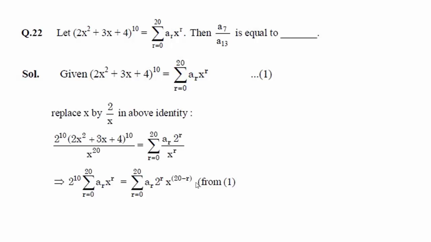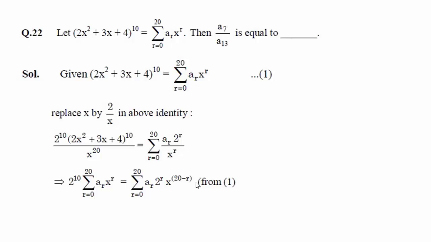Replace x by 2 by x in the above identity. You will get 2^10 into (2x² + 3x + 4)^10 divided by x^20 equal to sum r from 0 to 20 of a_r 2^r divided by x^r. This implies 2^10 into sum r = 0 to 20 of a_r x^r equals sum r = 0 to 20 of a_r 2^r x^(20-r), from equation 1.